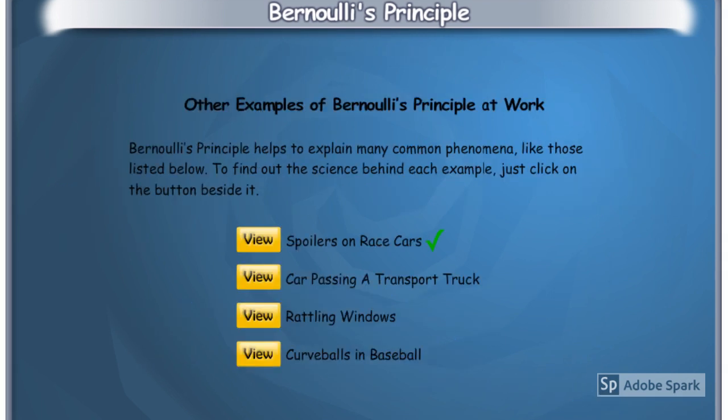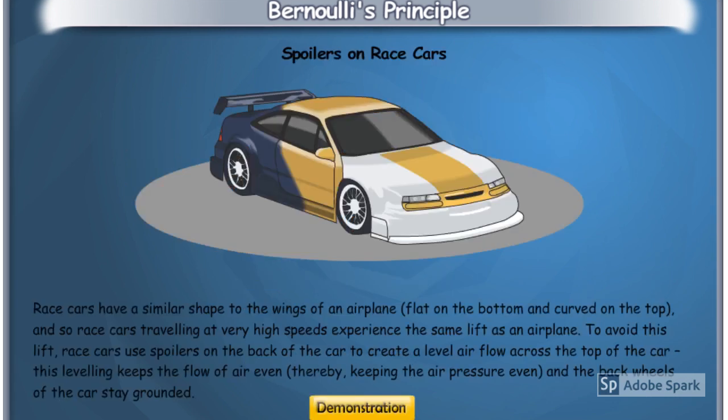Other examples of Bernoulli's principle at work. Bernoulli's principle helps to explain many common phenomena, like those listed below. We are going to find out the science behind each example. Spoilers on race cars. Race cars have a similar shape to the wings of an airplane, flat on the bottom and curved on the top. And so race cars traveling at very high speeds experience the same lift as an airplane.